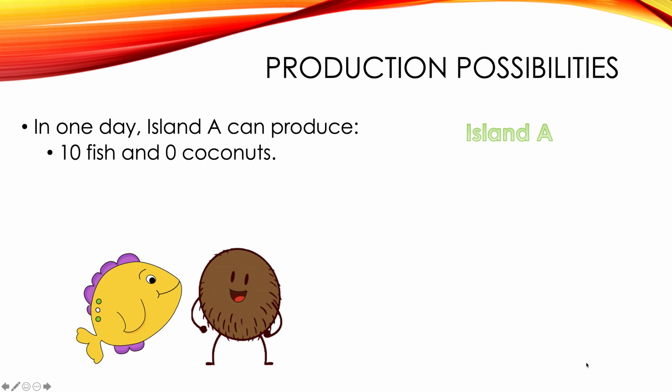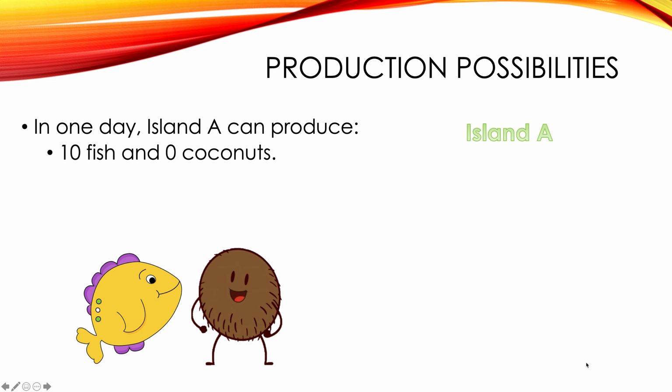To do this, let's imagine that there's an island. We'll just call it Island A because I'm not very creative. And we'll look at what Island A can produce. We'll say on this island, they only produce two things. They produce fish and they produce coconuts, right? So those will be the two items that there's a trade-off between. They can use their resources towards fish production or coconut production.